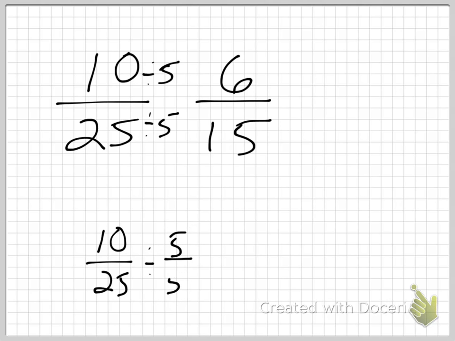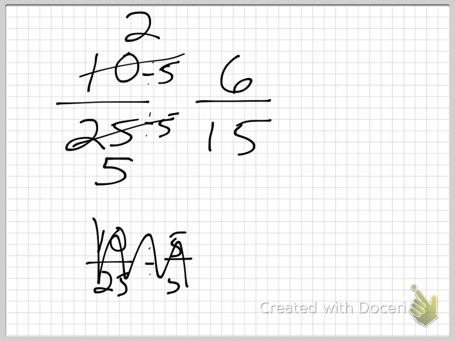What is 10 divided by 5? 2. What is 25 divided by 5? Okay, so it reduces to what? 2/5. Agreed? 10/25 reduces to 2/5. 6 over 15. What am I going to do? How do I reduce that? How do I reduce that, Michael?